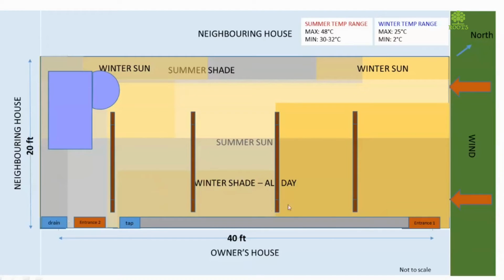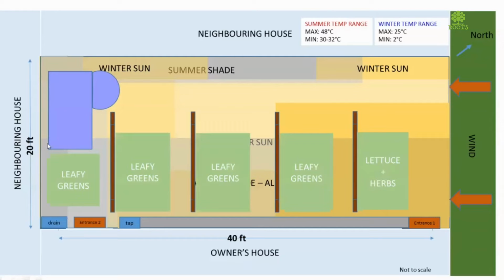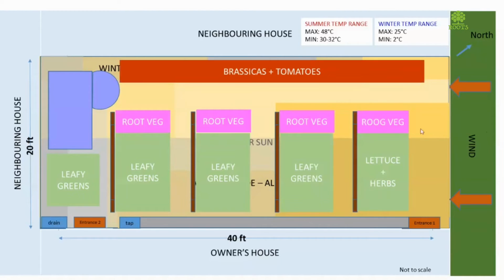In winters, this patch receives no sunlight, so it would function very well for growing leafy greens, herbs and lettuce. Patches on the northwest receive some sunlight in winters, so these can be used in growing root vegetables, brassicas and tomatoes that require more sunlight. Now let's see what we can do with the water situation.